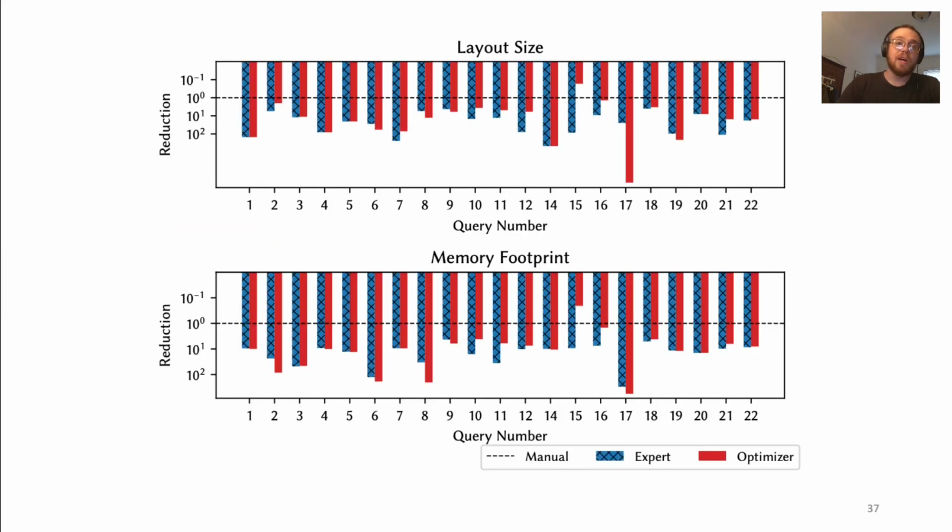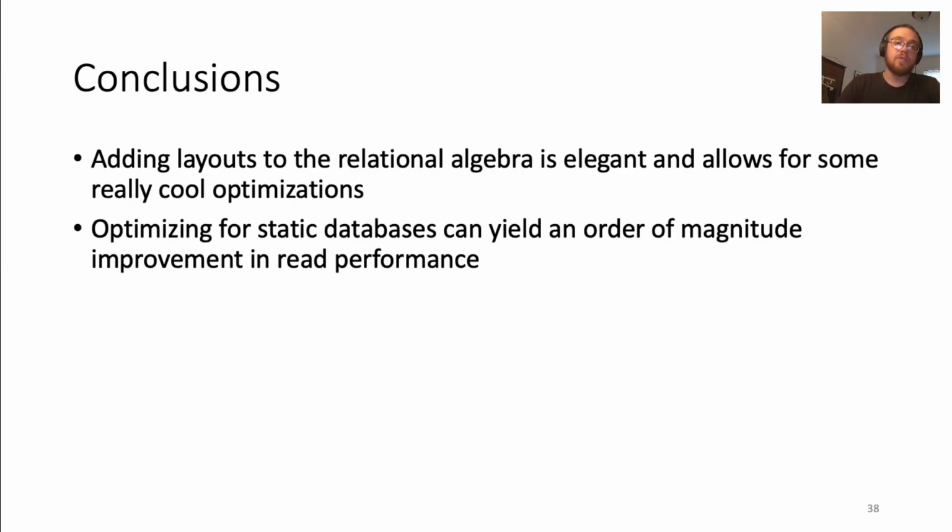We also compare with Hyper on the size of the data structures that we generate and the amount of memory that running the query consumes. And we find that our implementations of our data structures, because they are highly specialized, give us up to 2 orders of magnitude improvement on both memory use and the size of the data. To conclude, we find that adding layouts to the relational algebra is an elegant solution for specializing data structures to queries, and that this optimization can yield orders of magnitude improvement in query performance.